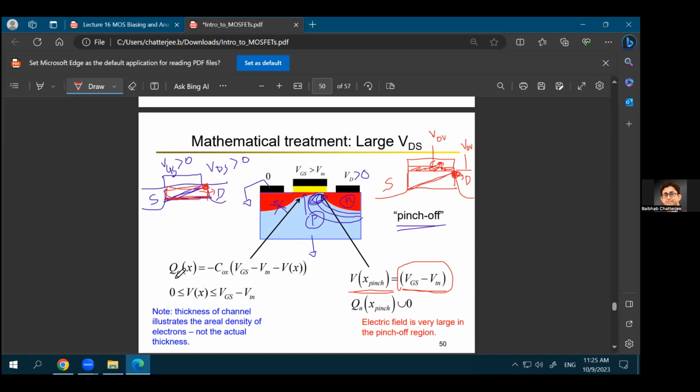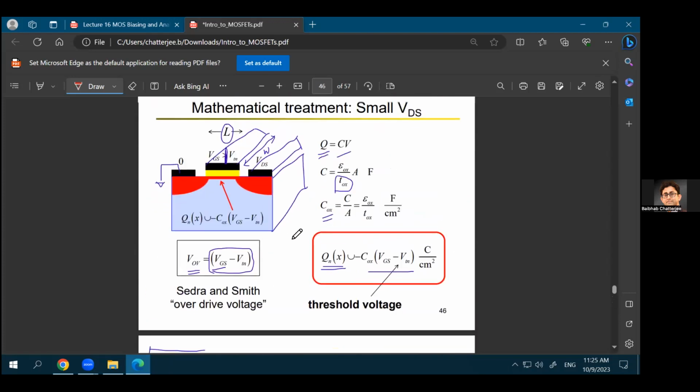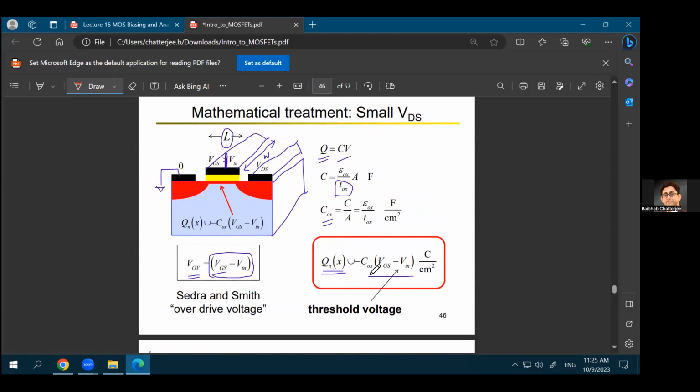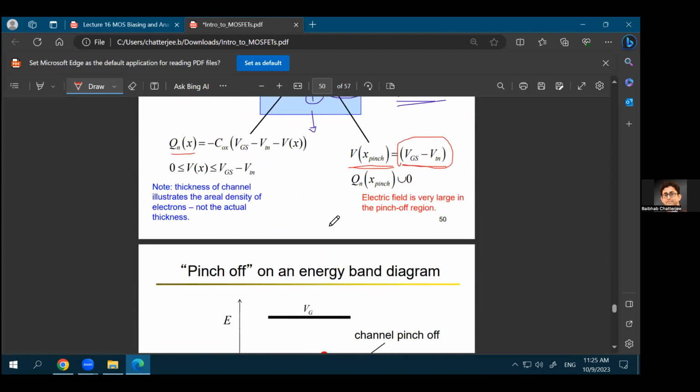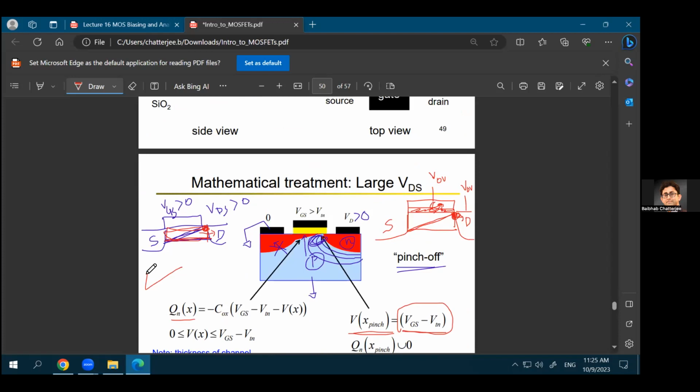So in that case, what would be your channel charge? Your channel charge is not a constant quantity anymore. In the previous derivation, we assumed that the channel charge is a constant quantity, which is equal to capacitance times voltage. And why was it a constant quantity? Because the channel oxide capacitance was constant, and the channel voltage was also constant. So your channel looked like a rectangle in this case. When you apply a drain to source voltage, your channel looks like a triangle. It does not remain a rectangle anymore because of the pinch-off effect.